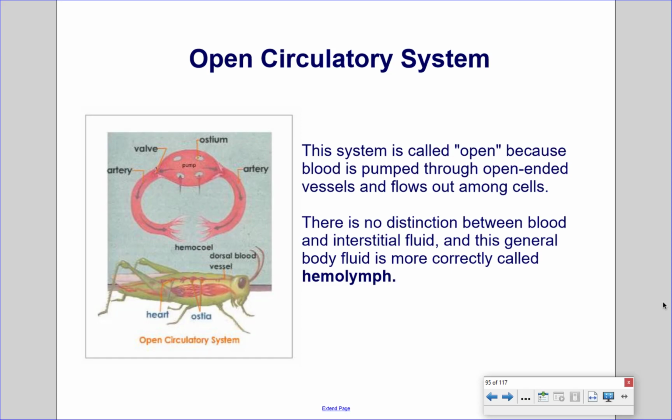Open circulatory system. This system is called open because blood is pumped through open-ended vessels and flows out among cells. There is no distinction between blood and interstitial fluid, and this general body fluid is more correctly called hemolymph.